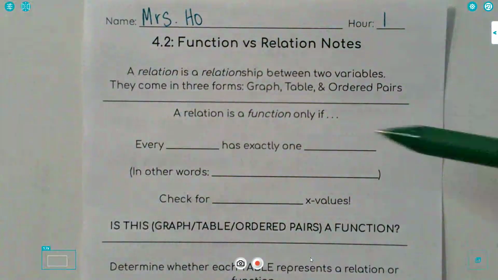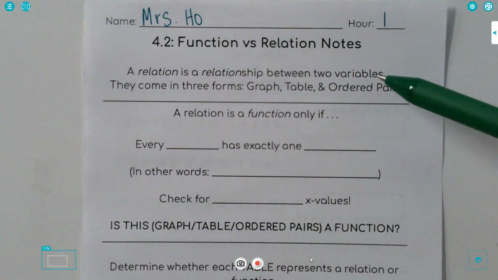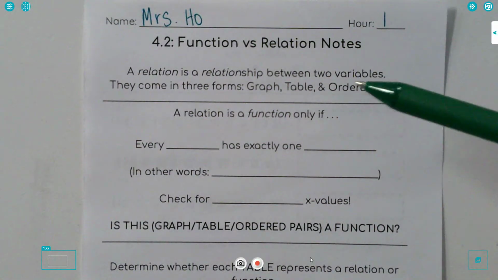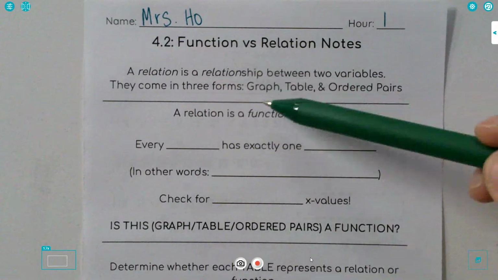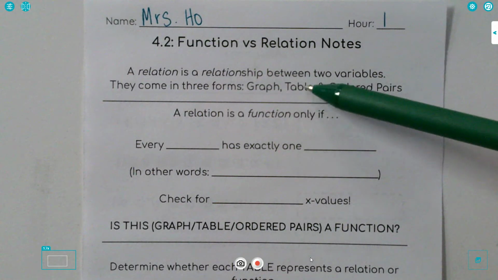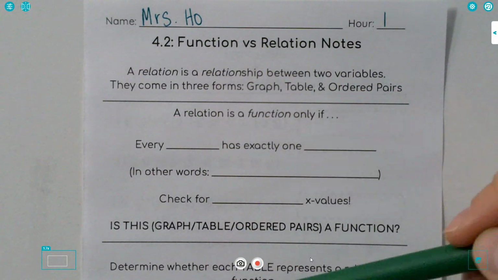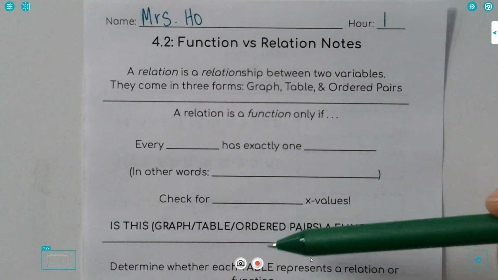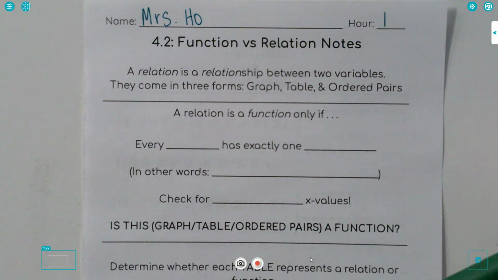A relation is a relationship between two variables. So everything that we have that involves x's and y's is a relationship. We can show those relationships in three different ways. We can put it all on a graph, we can put it in a table, which is at the bottom of this front side of the page, or we can list out a bunch of ordered pairs. In our table, the left column is x's and the right column is y's. And in an ordered pair, x always comes first and then y.